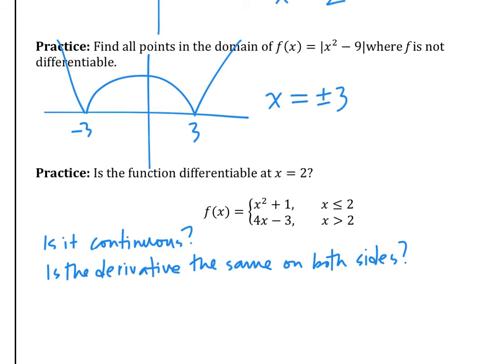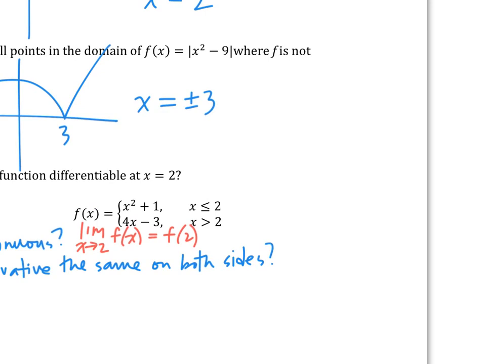All right, let's think about it. Is it continuous at 2? Let's go back to chapter 1. What's the requirement to prove something is continuous? The limit as x goes to 2 has to equal f of 2. Let's check. What is f of 2? f of 2 uses this piece, so that is 2 squared plus 1, which is 5. What is the limit at 2? The limit exists when the left-hand side and right-hand side are equal.